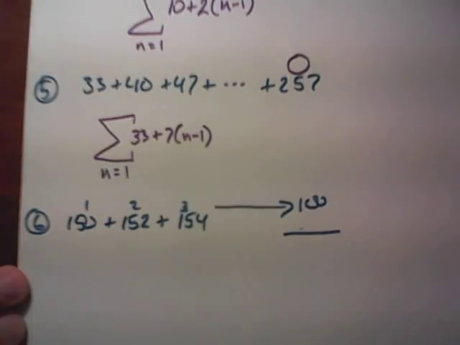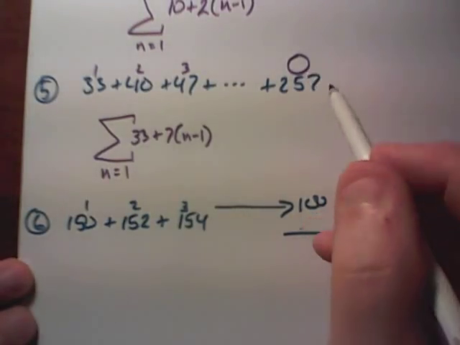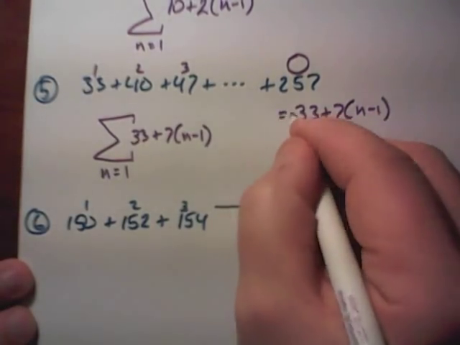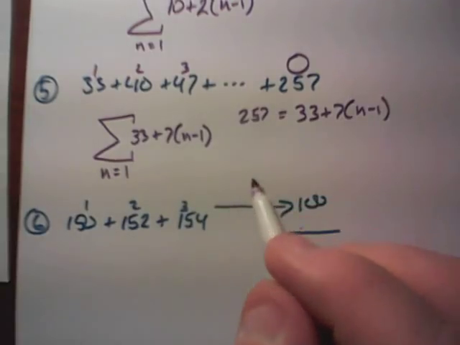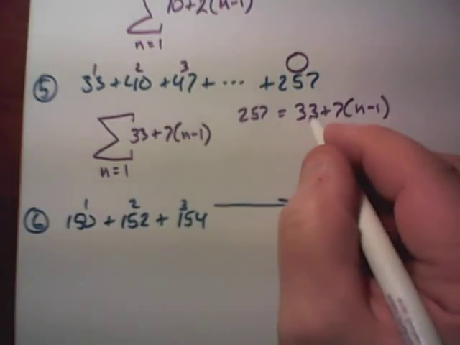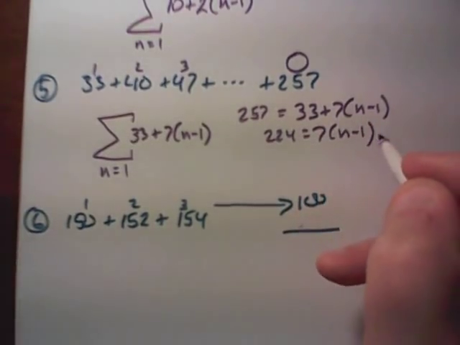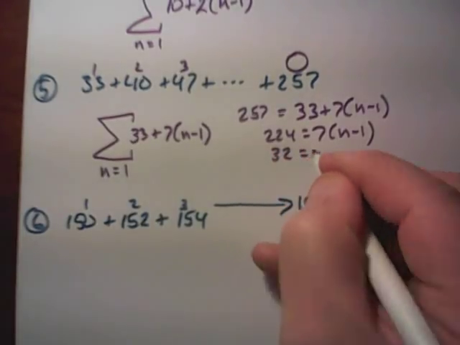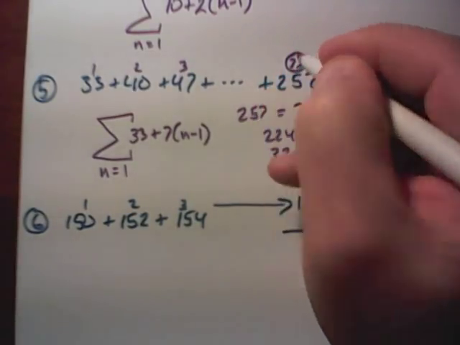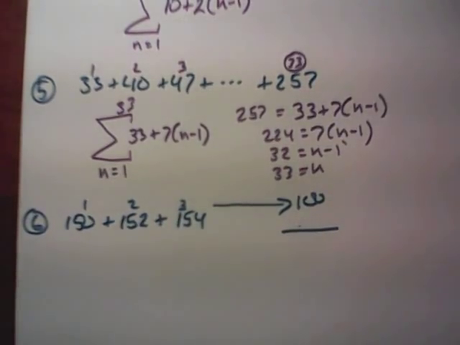The question is here, what term number is that? We know that this is our first term and our second term and our third term. How do we find that term number? Well, if we use this formula, 33 plus 7 times n minus 1 eventually gives us 257. And so if we solve this equation, if I subtract 33 from both sides, I'll have 224 is equal to 7 times n minus 1. If I divide by 7, 32 will equal n minus 1. And if I add 1 to both sides, this is actually the 33rd term in our sequence, which means our upper limit is going to be 33.